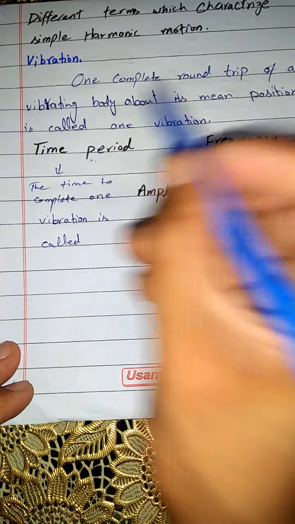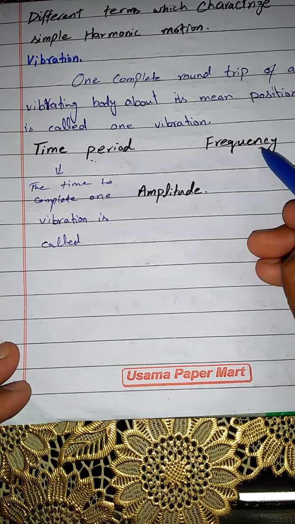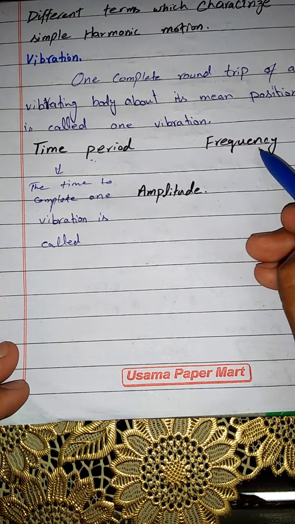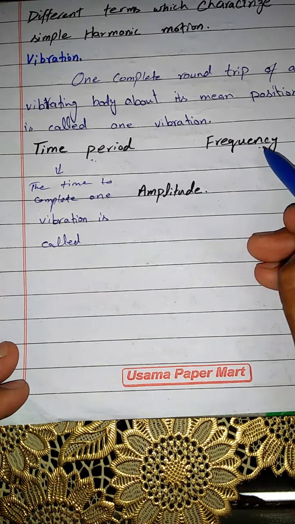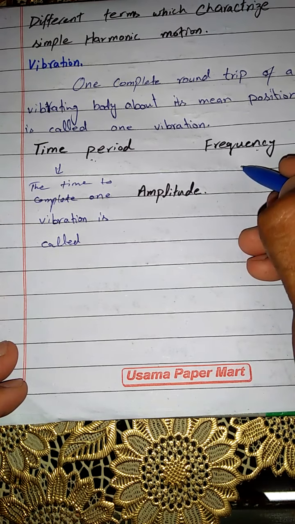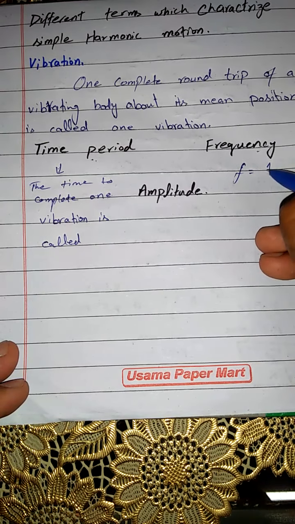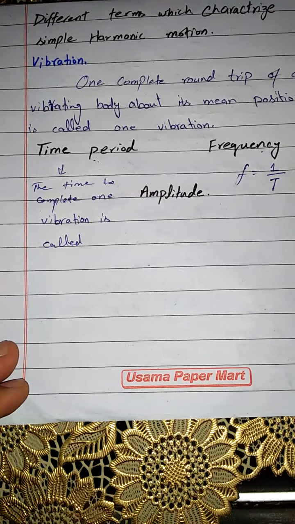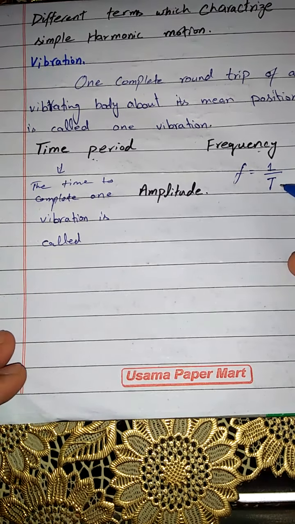Now the next one is frequency. The number of vibrations or cycles of a vibrating body in 1 second is called its frequency. It is the reciprocal of the time period. It can be written as frequency is equal to 1 over time period, that is, the reciprocal of the time period.